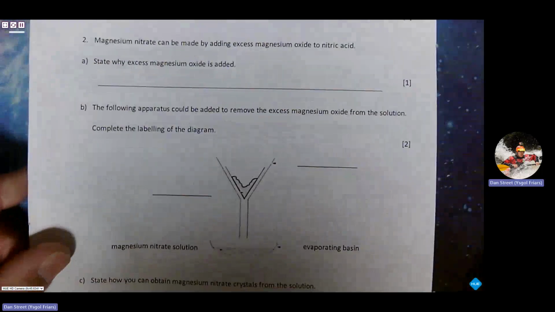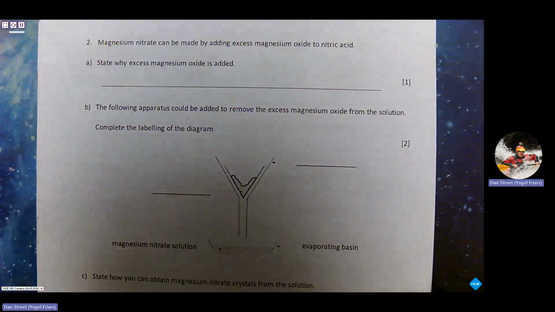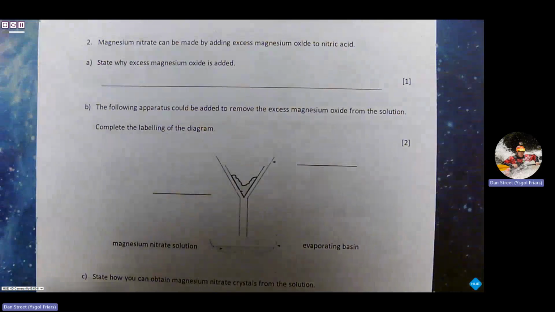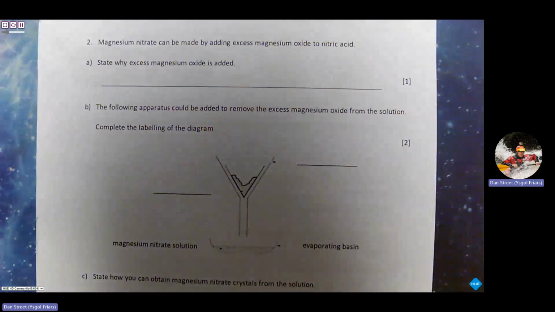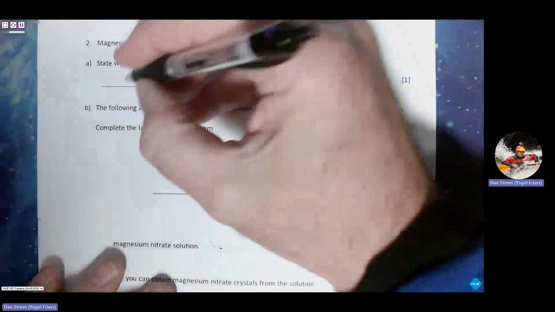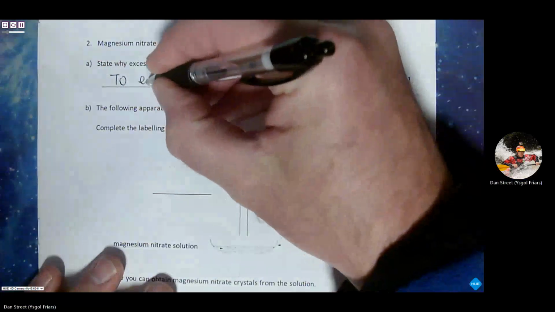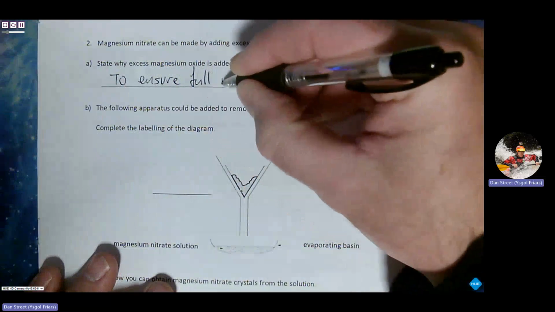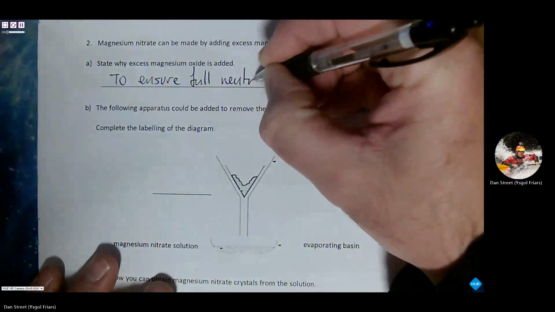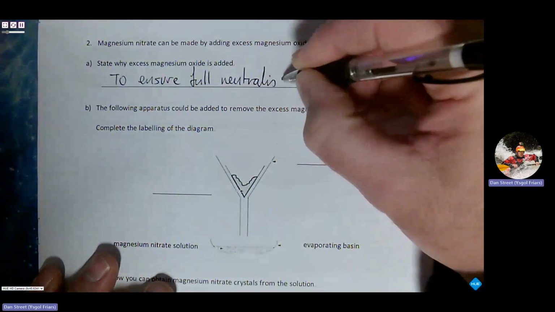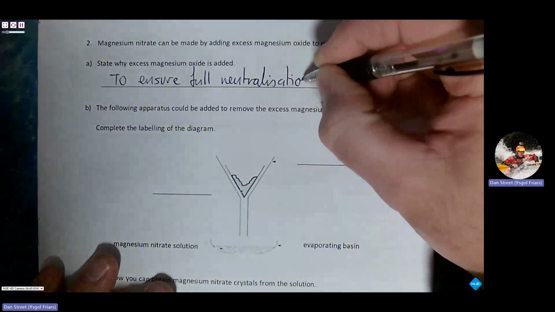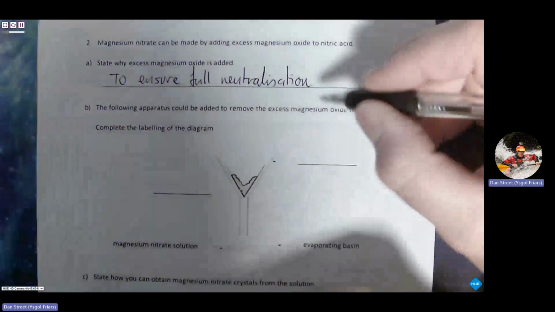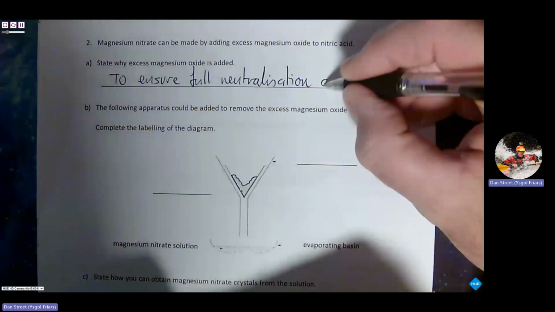So number 2, magnesium nitrate can be made by adding excess magnesium oxide to nitric acid. State why excess magnesium oxide is added. Well, this is to ensure full neutralization of the acid. Because we can remove the remaining solid, whereas we couldn't remove an unreacted acid, this is the best way round.